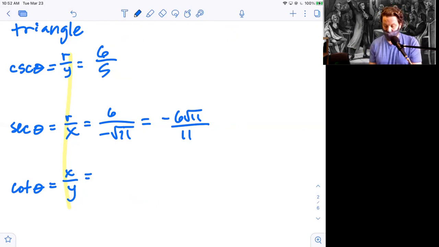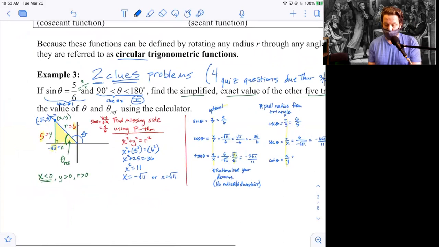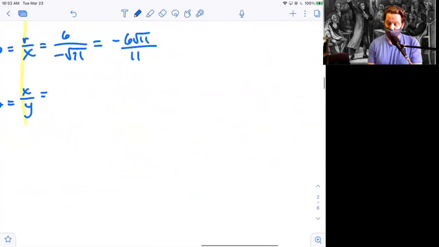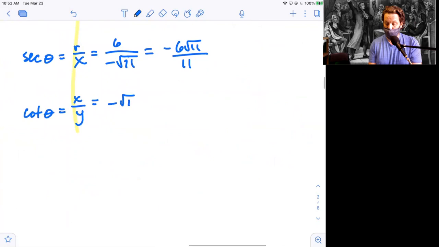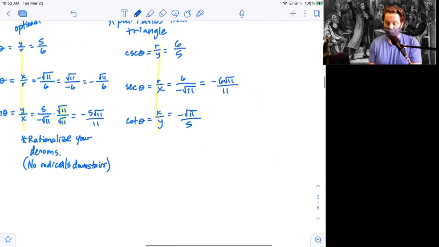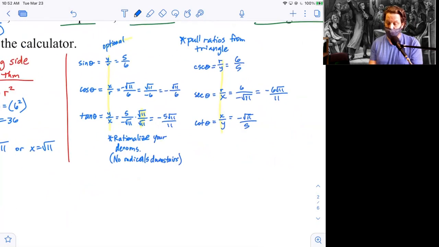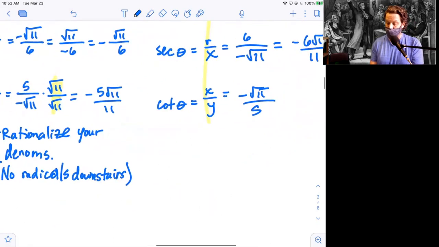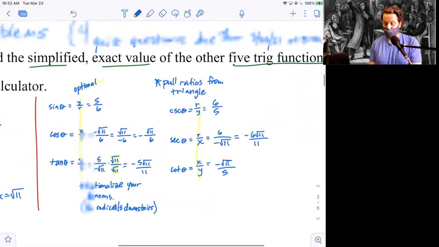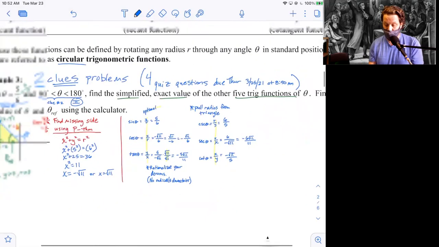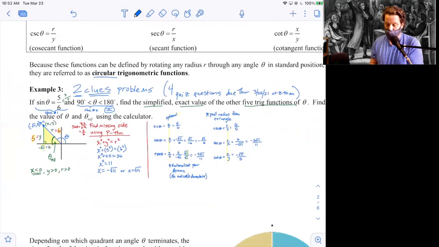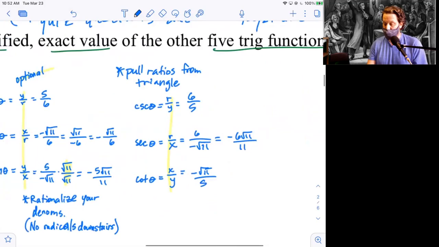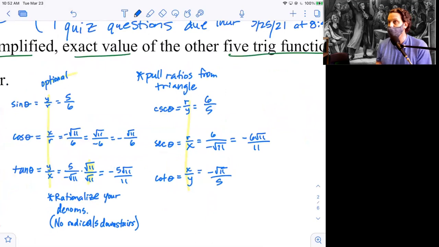Always positive. And then x over y, that's going to be the negative square root of 11 over 5. And now we compare it. Is that in fact the reciprocal of 5 over negative square root of 11 before we rationalize? And the answer is yes. So there they are. There's all 6 trig functions. Yay! Got it. That's not that bad, is it? You got to memorize your definitions.